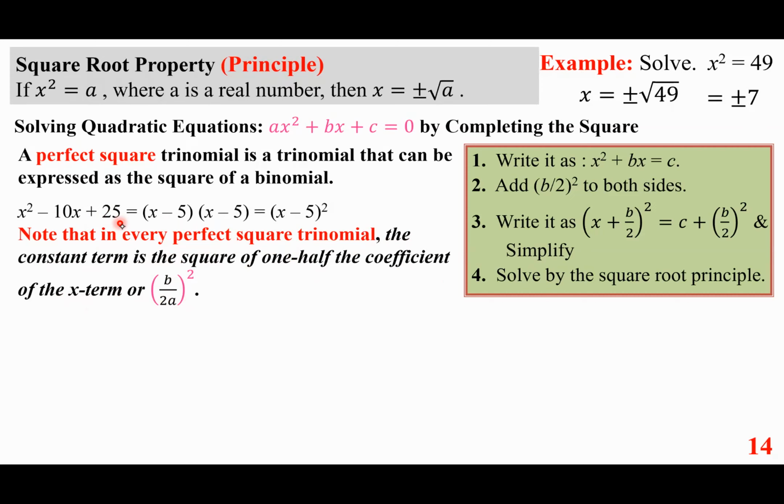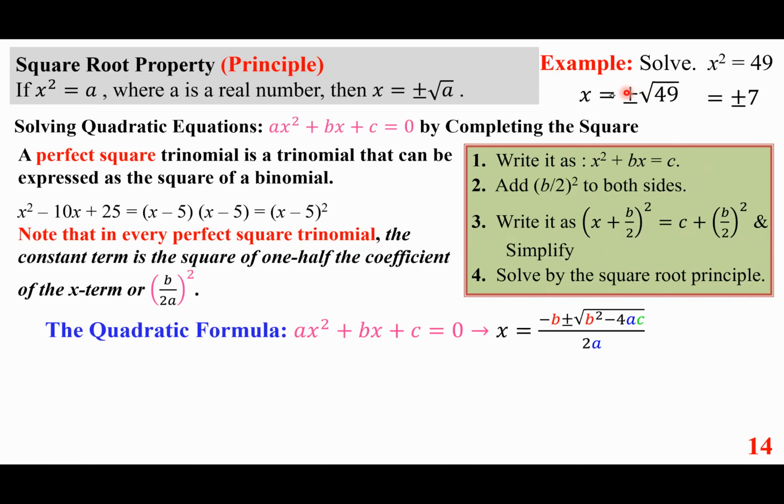And so if you have x squared plus bx equals c, by the way, if c is on the left, you move it to the right. And you add b over 2 quantity squared to both sides and solve by the square root principle. This is the synopsis of solving quadratics.